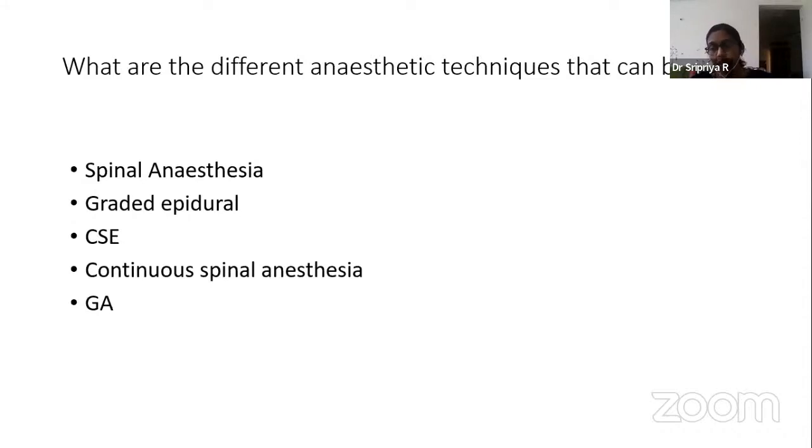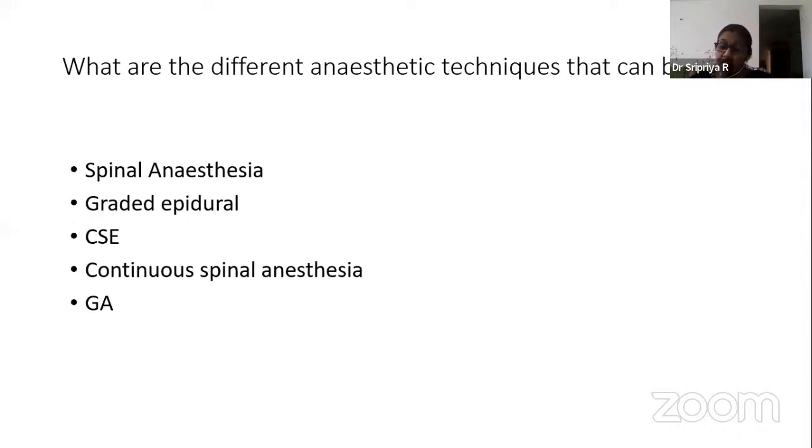What are the disadvantages? Hypotension. We cannot predict the level. Yes, the level may become T12 also, and sometimes it can go high also. So that is one thing. Yeah, hypotension. Then high spinal, total spinal, respiratory compromise. And it is of definitive duration. You cannot prolong it into the post-op.